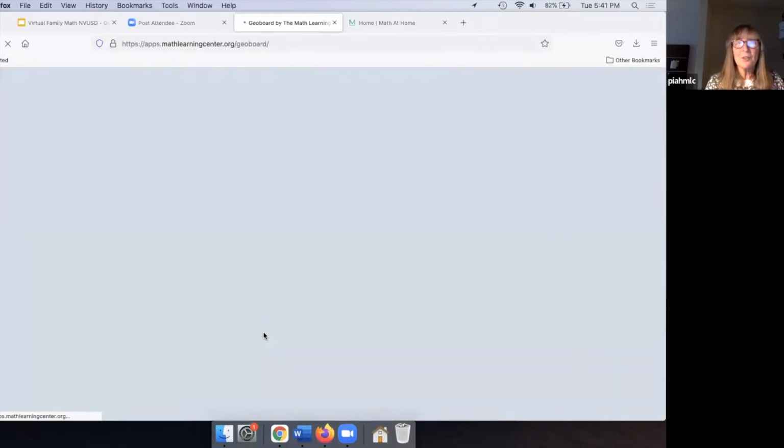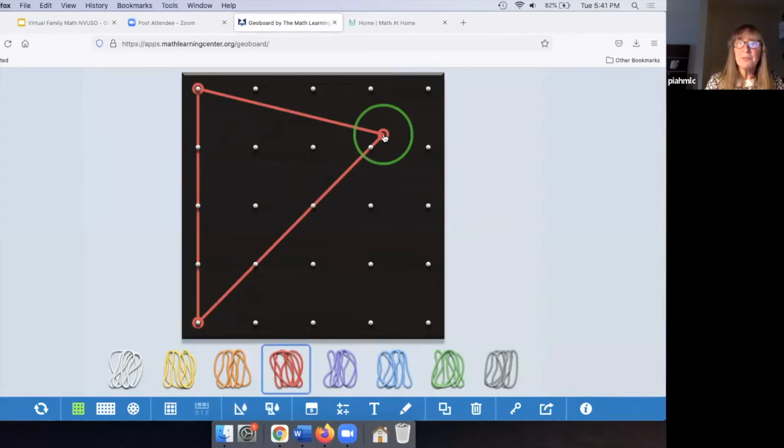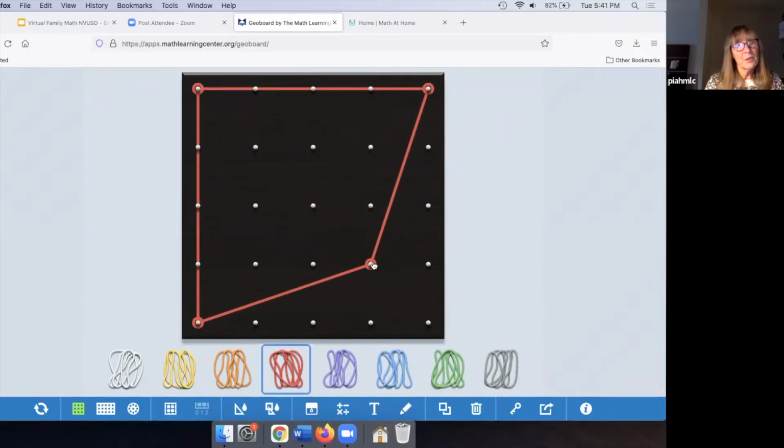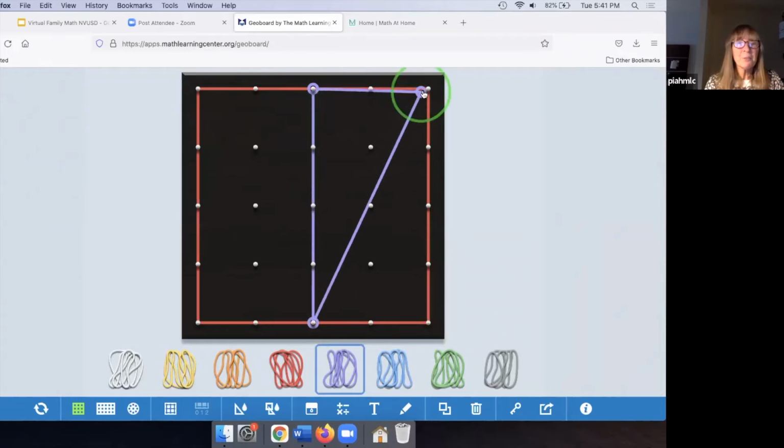So I can go to the geo board, and the geo board is a model that we use to build different shapes. So the children might be building triangles or maybe trapezoids. They might be building squares and rectangles. They might also be thinking about fractions on a geo board. So they can partition this geo board into a half, and then maybe use a different color band to show 1/4.